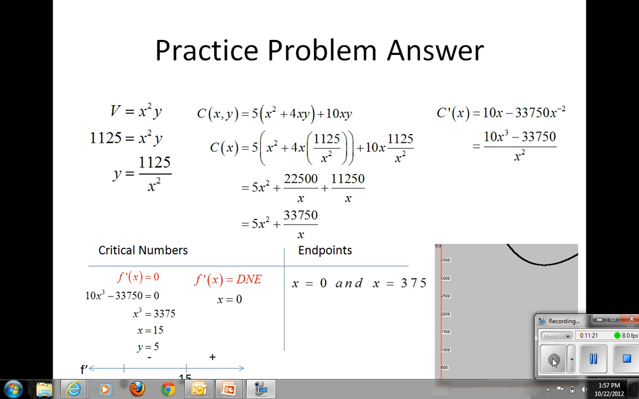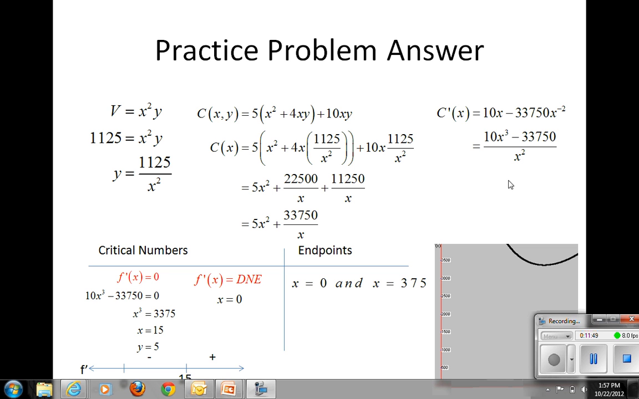Okay, so I went ahead and simplified my c of x equation by plugging my y in for what the y's are in each of these. So here's my cost equation just in terms of x. And then I go ahead and take the derivative. I did it on the top here. I took the derivative and simplified it by writing it with a common denominator, so I would just have this numerator over x squared. I like to simplify my derivative before going into my little chart here.